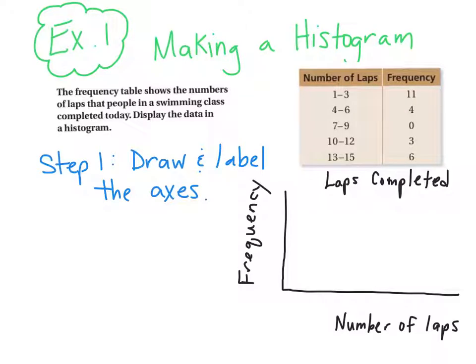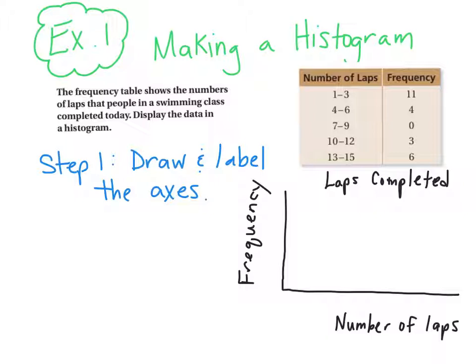As we start to create this histogram, the first step is to draw and label the axes. And again, I'm just kind of doing it freehand. You can do that on your line paper or on graph paper. And we of course need to remember to have a title. So this histogram is all about number of laps completed in a swimming class. And then one thing we're going to be graphing is the number of laps that people did, and the other thing will be the frequency of the number of swimmers that completed those laps.